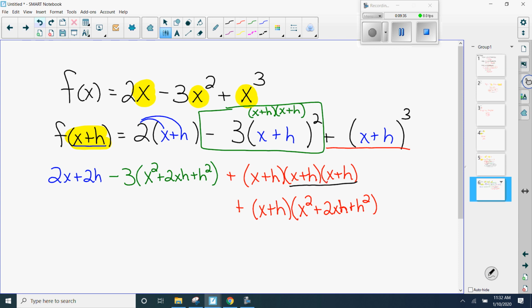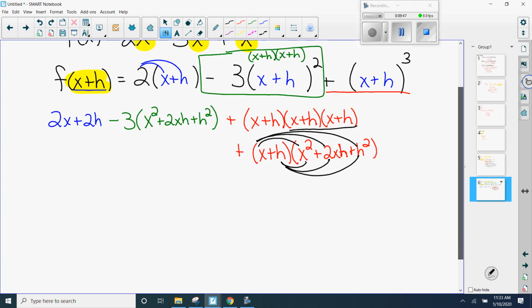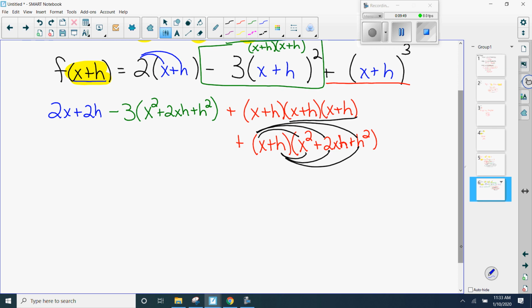Then what you need to do is you take the x and multiply times each one. And then you take the h and multiply by each one. So it's going to give you this long answer here. Huge answer. So we start out and you have 2x plus 2h. And I'm going to distribute that negative 3 through. So you get negative 3x squared minus 6xh minus 3h squared. Question on that part.